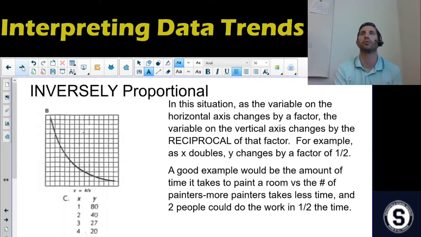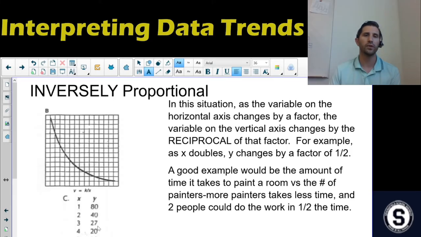A simple example would be the amount of time it takes to paint a room versus the number of painters. Imagine I'm trying to paint this room, it's going to take a certain amount of time. If I get help and we have a second person working with me, theoretically, it should take half as much time. So twice the number of people, half the amount of time. You'll notice as x is increasing, y is actually decreasing. So this is curving down. The shape of this graph is called a hyperbola.